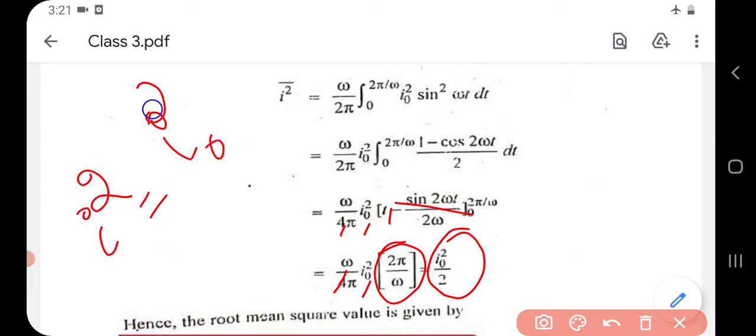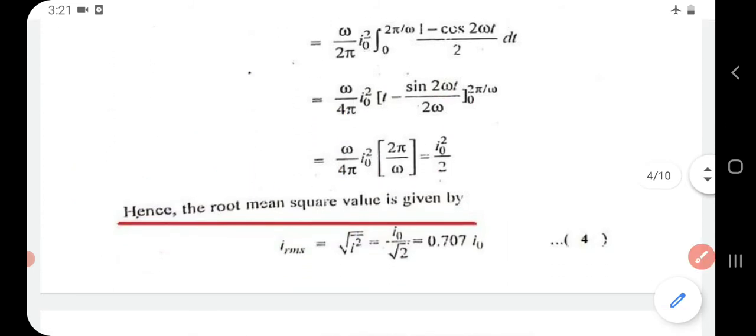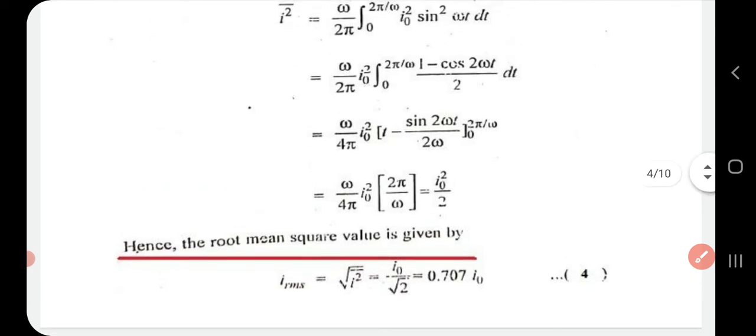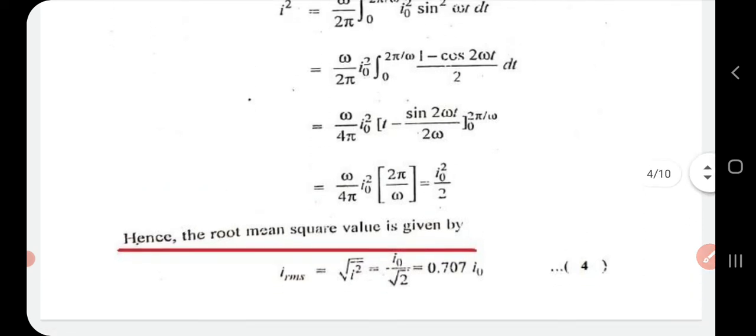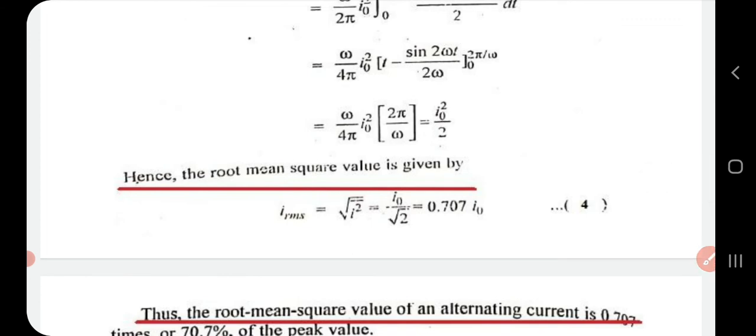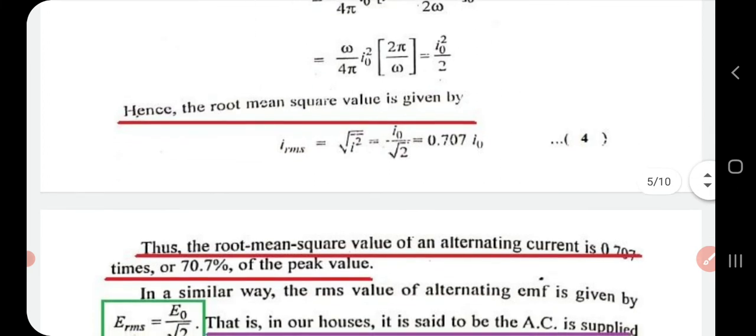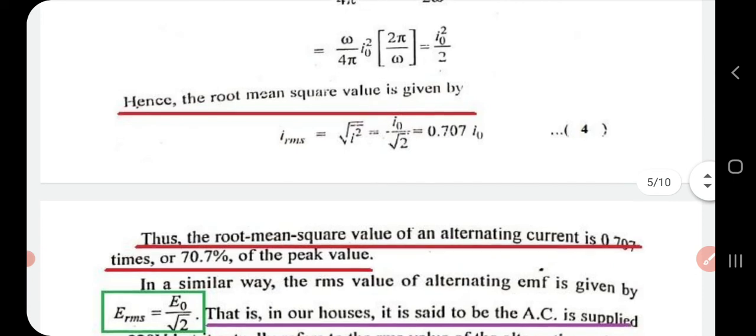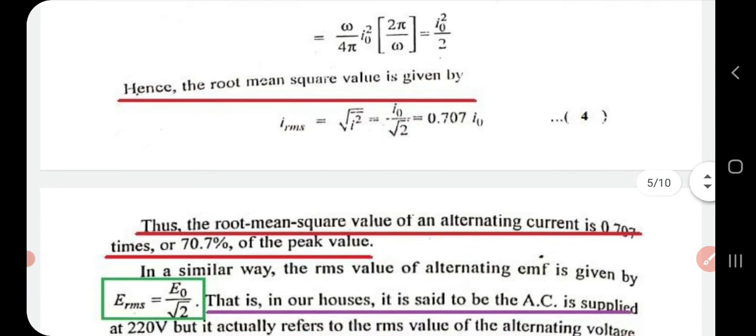I0 square by 2. So what will be IRMS? It will be I0 by root 2. This 1 by root 2's value is 0.707. Then I0 is kept as such. So the value of IRMS, or root mean square value of AC, is 0.707 times, or 70.7 percent of, the peak value. So the mean value was 0.637 I0, whereas the RMS value is 0.707 I0.